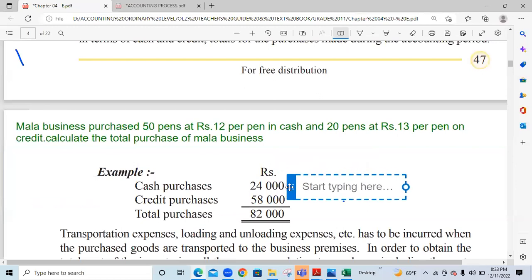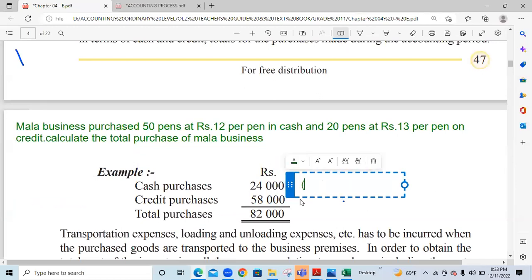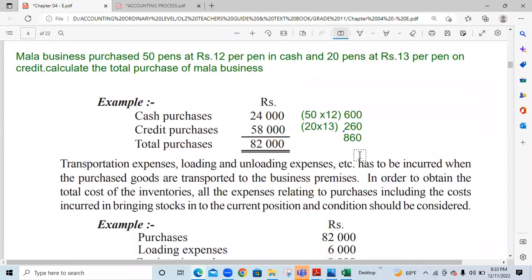So for cash purchase, how many pens are they buying? They buy 50 pens at 12 rupees each. So that's how much? Someone tell me the value. 600. Then they are buying on credit 20 pens at 13 rupees. How much is that? 260. So what's the total purchase? 860. Okay, so the answer is 860.